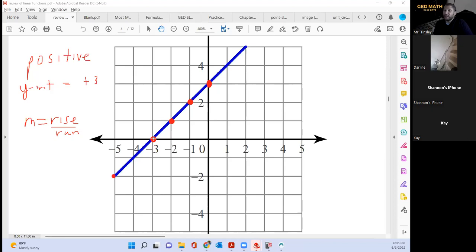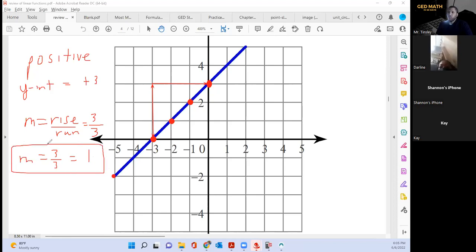For my rise, I have to select another point. I selected that y-intercept: 1, 2, 3. So I had to rise 3. I had to go up 3. That's my rise. In order to get to the point though, because I'm still not at the point, I need to go over to the right. 1, 2, 3. So my run is also 3. Well, 3 over 3 reduces to 1. So that means my slope is 1.